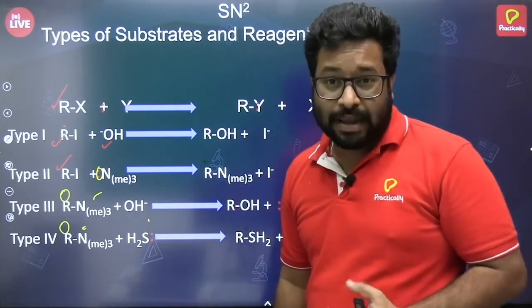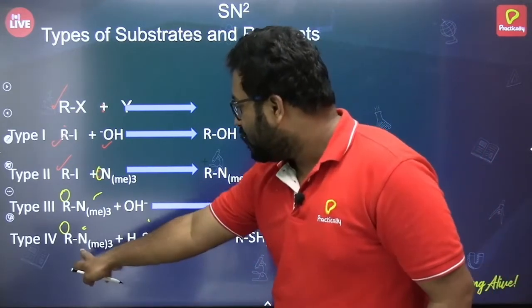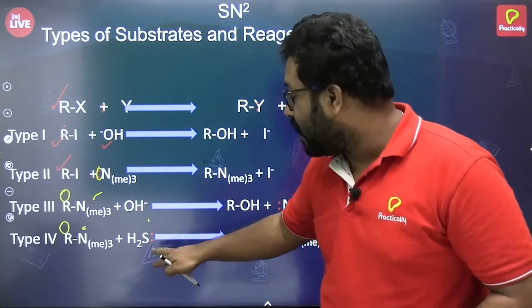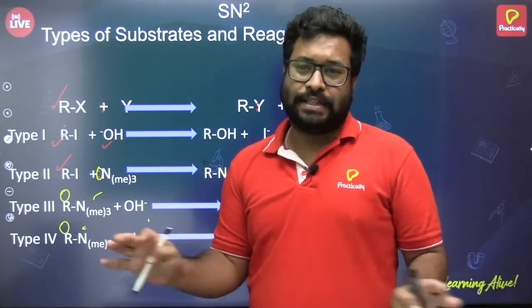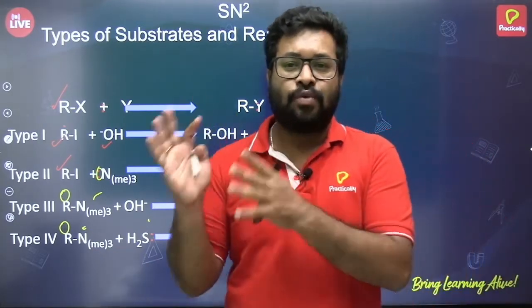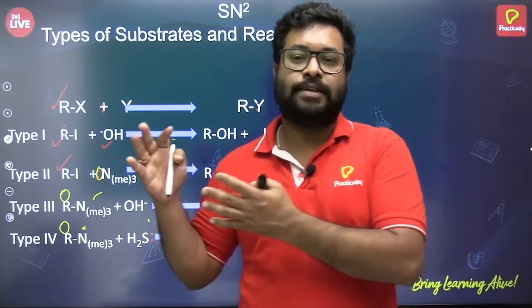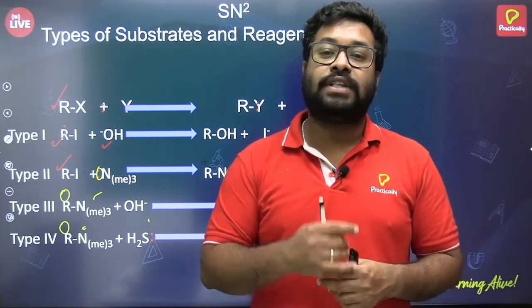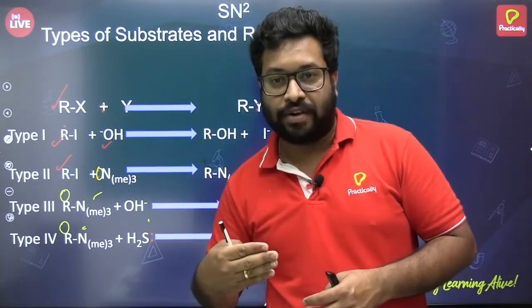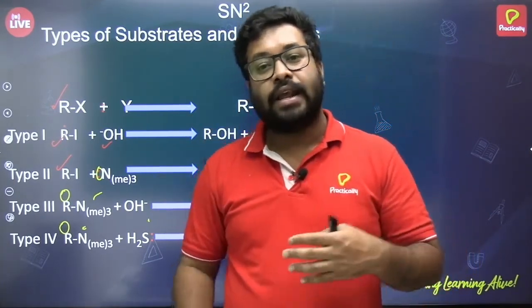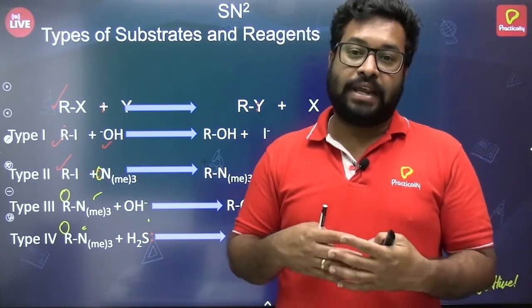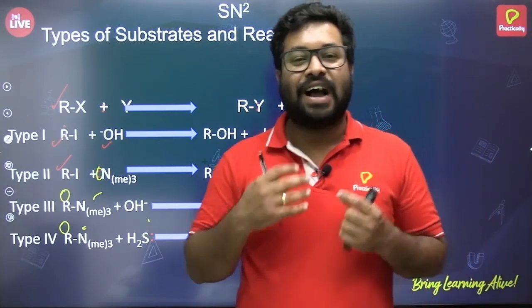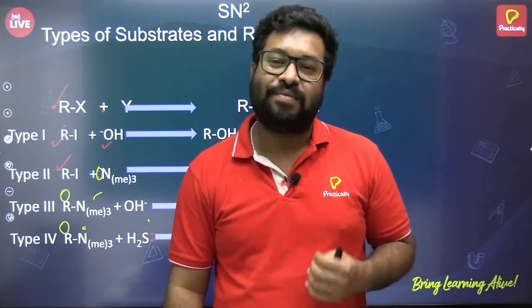And the fourth type of reaction is that where your substrate again is positively charged, but the nucleophile is neutral. So it is very simple. There are two types of substrate only. One substrate is neutral, another substrate is positively charged. So the neutral substrate would be reacting with charged nucleophile and neutral nucleophile. Those are two types. Then the charged substrate would be reacting with charged nucleophile and neutral nucleophile. That is how you have four types of reactions.